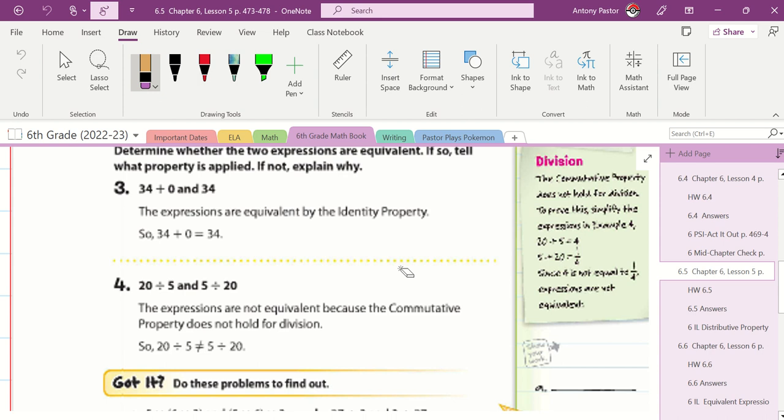20 divided by 5 and 5 divided by 20 are not going to be equivalent because remember, the order in which we divide does matter. 20 divided by 5 is a completely different answer than 5 divided by 20. Therefore, that is not equivalent. On your homework, you don't have to put what property it doesn't apply to because it doesn't apply to any property. But for these, you would have to identify what property it is. Since it's 34 plus 0, it's the identity property of 0, or just put identity property.